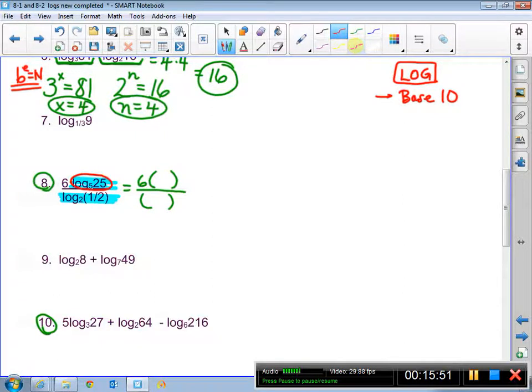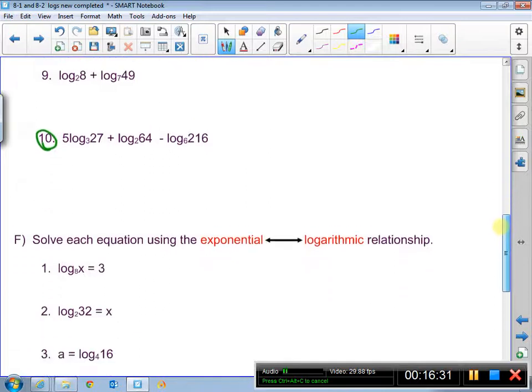The first one, rewrite it in exponent form. 5 to what power equals 25? That answer is 2. Rewrite this one in exponent form. 2 to what power equals 1/2? Hopefully you said -1. And so when we work this out, 6 times 2 divided by -1 is -12. And number 10.